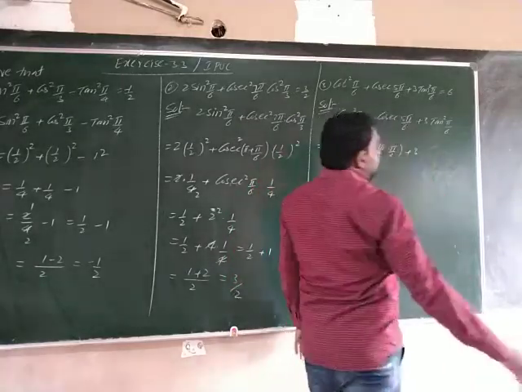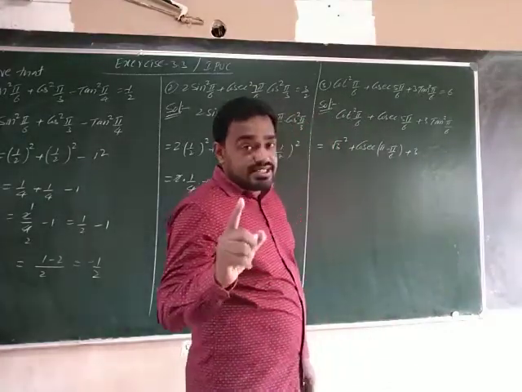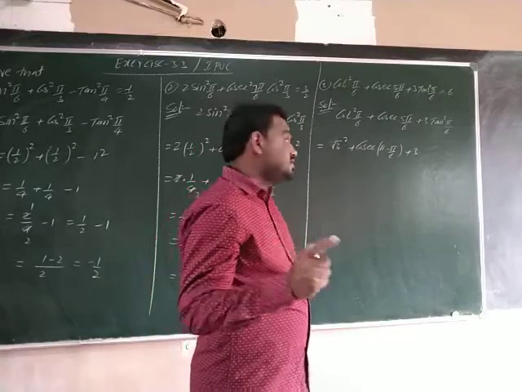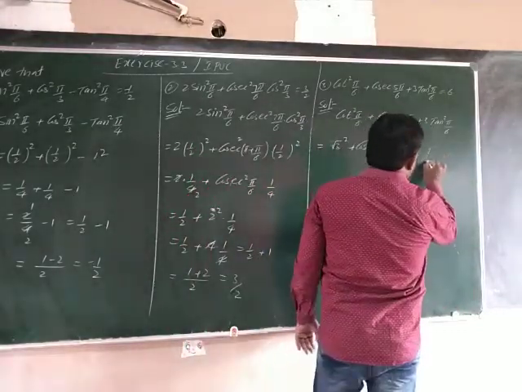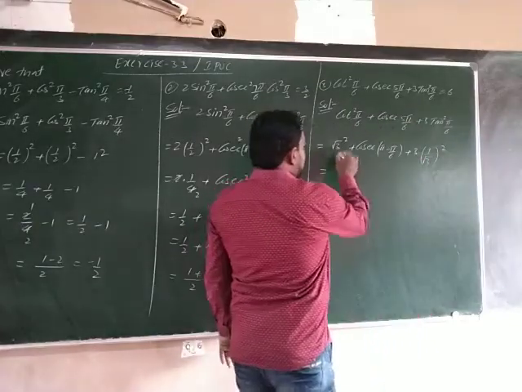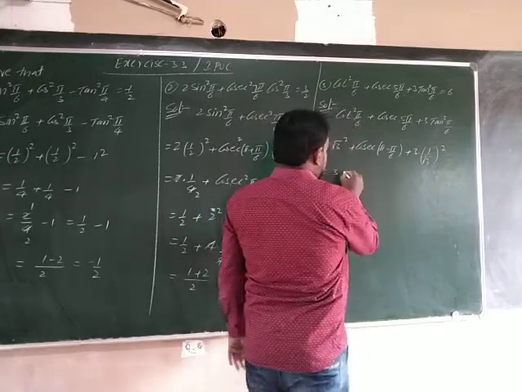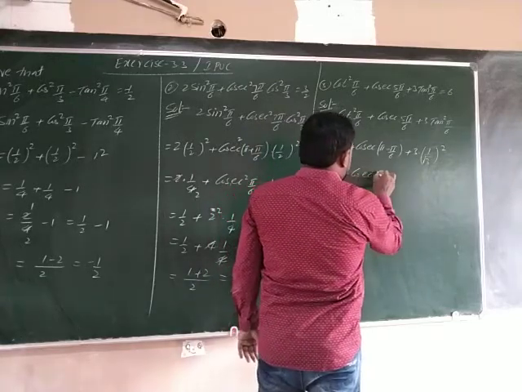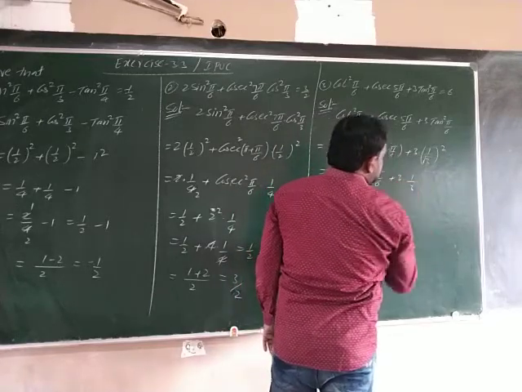3 into tan pi by 6. Pi by 6 value is 30 degrees. Tan 30 is 1 by root 3. Here square is there, so 1 by root 3 whole square. So root 3 square, that is 3. Cosec 180 minus theta is cosec theta only. So cosec pi by 6 plus 3 into 1 by 3.